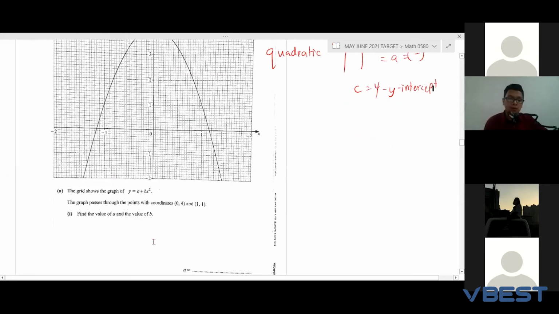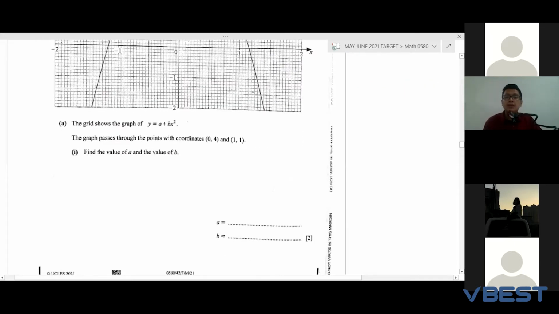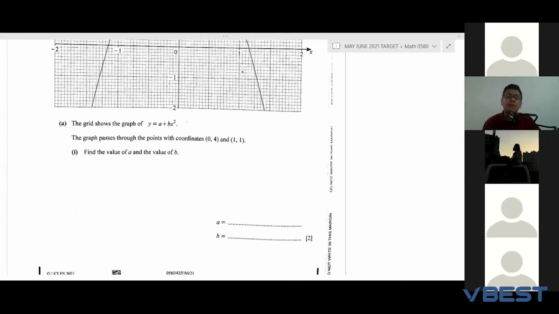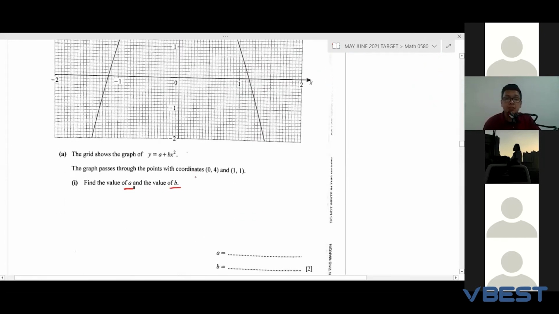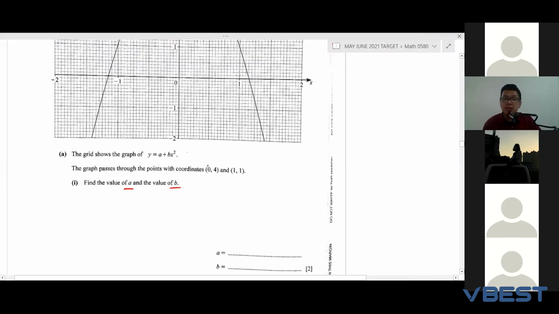So right now, what is the question? I hope that you guys can see this clearly. The graph shows y equals a plus b x squared. The graph passes through the points (0, 4) and (1, 1). Find the values of a and b. To find the values of a and b, no need to look at the graph. Just look at the points, and you can do it by substitution only. Substitute here, inside here, substitute here, inside here.